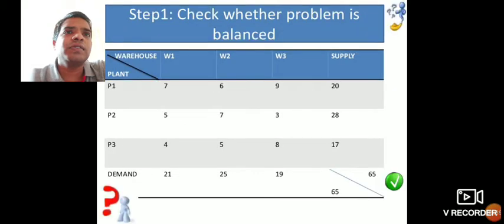like this. Now the first step is to check whether the given problem is balanced or not. How are we going to find out? We can add all the supplies and demands. If both are equal, then the problem is balanced. See, if you add the supply 20 plus 28 plus 17 you get 65, and if we add the demand, that is 21 plus 25 plus 19, that is also 65. Here the supply is equal to the demand, so the problem is balanced.